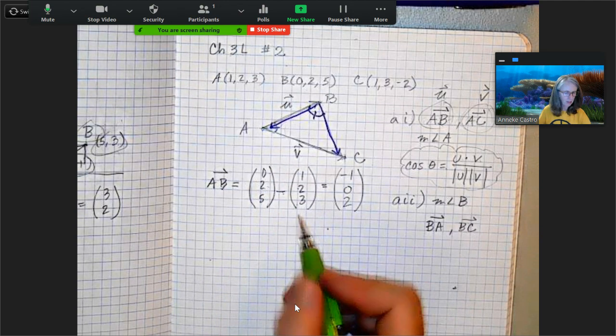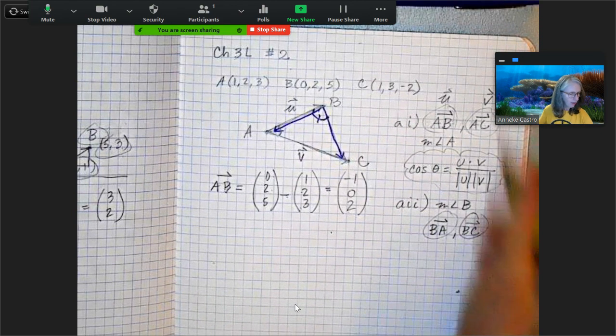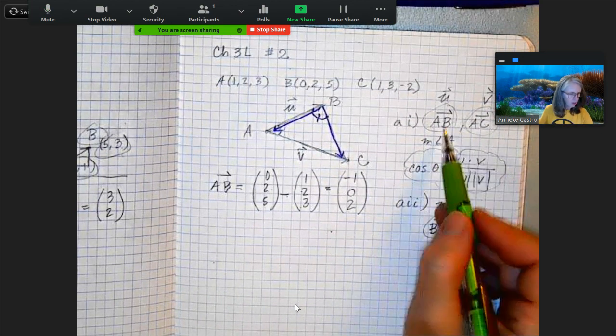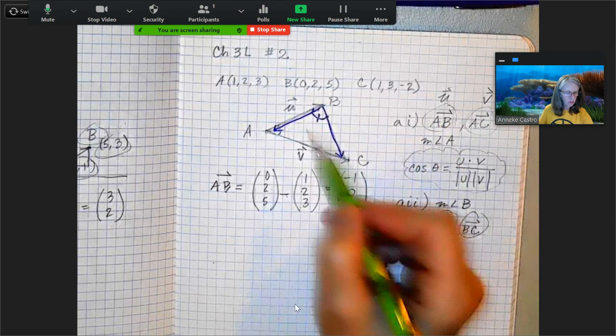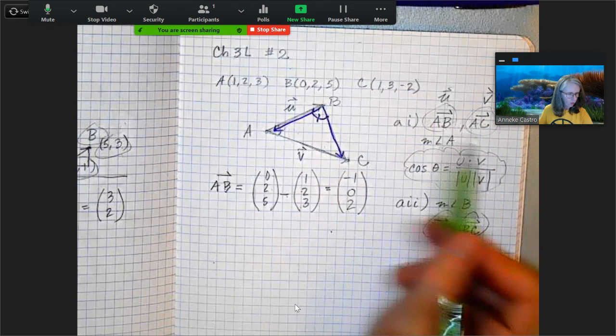Okay, so you're just going to be subtracting points to find all the vectors you need. We now know what vectors you need to find angle B and what vectors you need to find the measure of angle A. And then, of course, the three angles inside of a triangle have to add up to 180. So you can find this one.